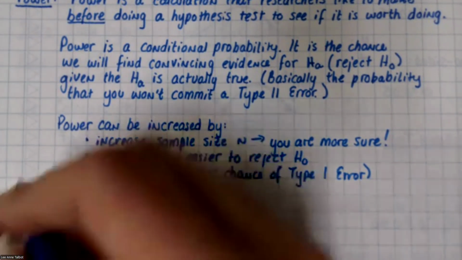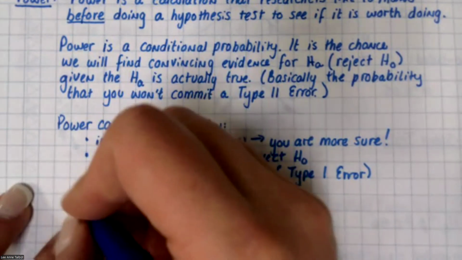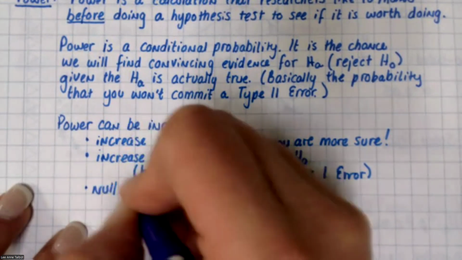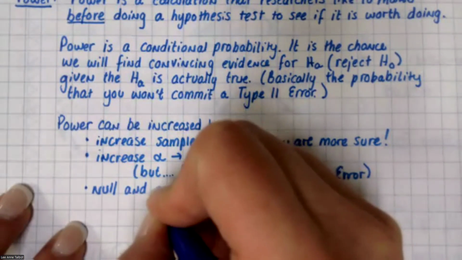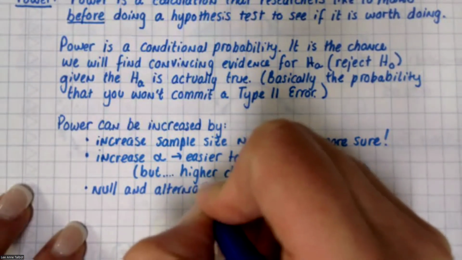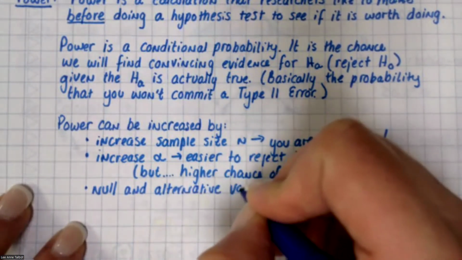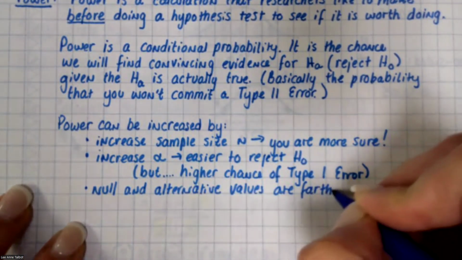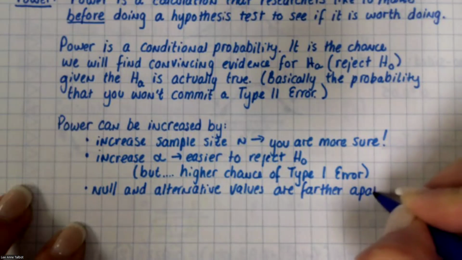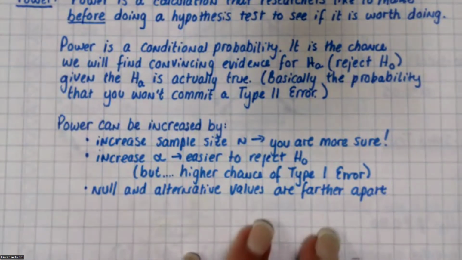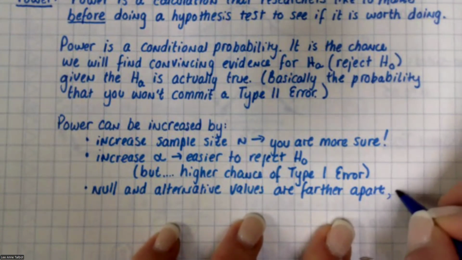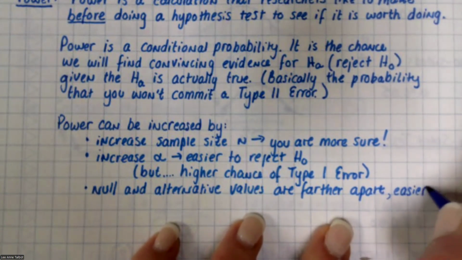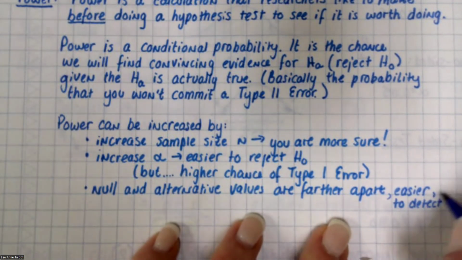And then the third one is if your null and alternative values are farther apart. If they're farther apart, it's easier to detect, because of a larger z-score.